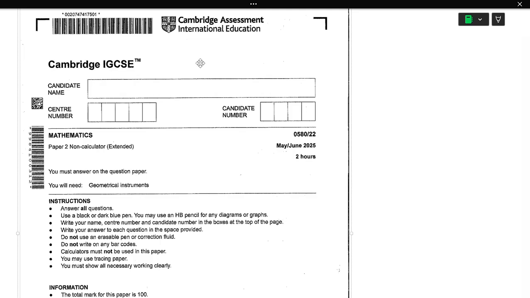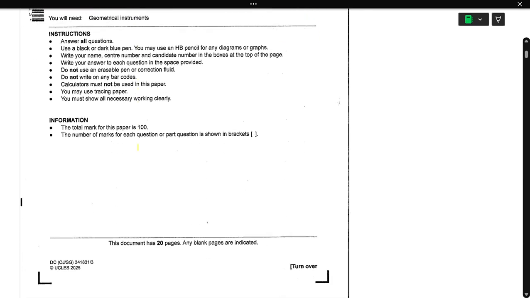Cambridge IGCSE Mathematics Paper 2 Non-Calculator, May-June 25 paper. So here, May-June 25, this one, Mathematics Paper 2 Non-Calculator. Okay, so let's go for the first question.